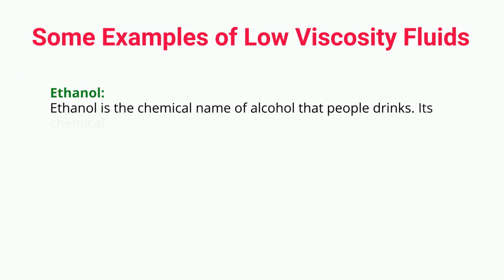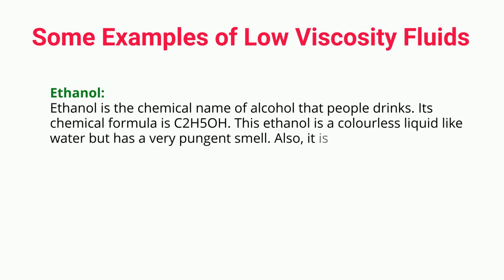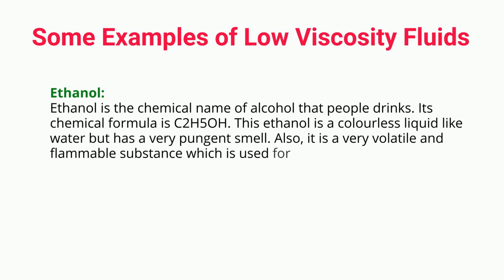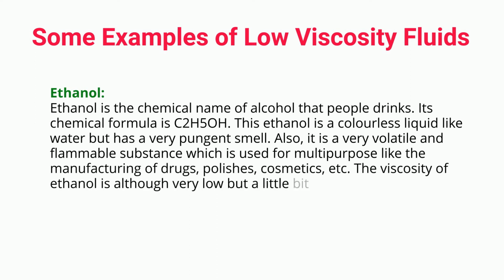Ethanol is the chemical name of alcohol that people drink. Its chemical formula is C2H5OH. This ethanol is a colorless liquid like water, but has a very pungent smell. Also, it is a very volatile and flammable substance, which is used for multiple purposes like the manufacturing of drugs, polishes, cosmetics, etc. The viscosity of ethanol is although very low but a little bit more than water.